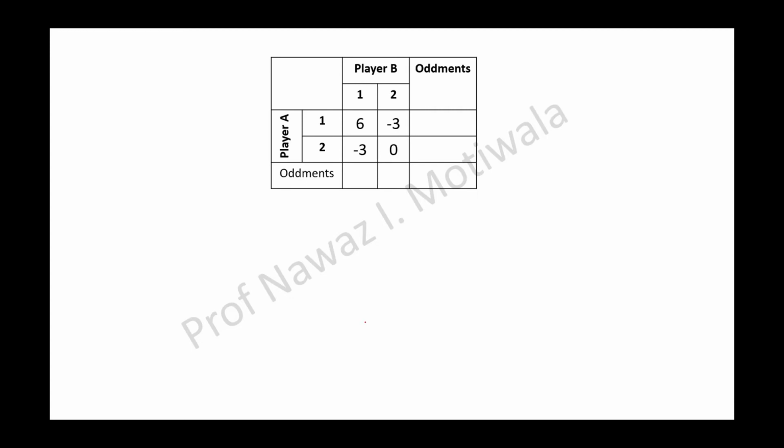Minus. Yes, subtract the values. So now here, see the mistake of students. What will they do? They will do 6 minus 3. It should be 6 minus of -3. So it will be +9.